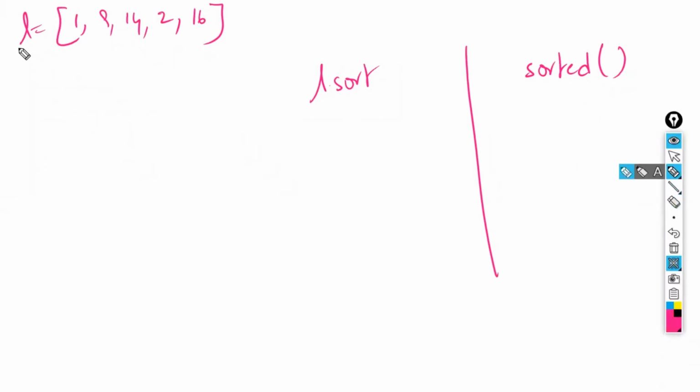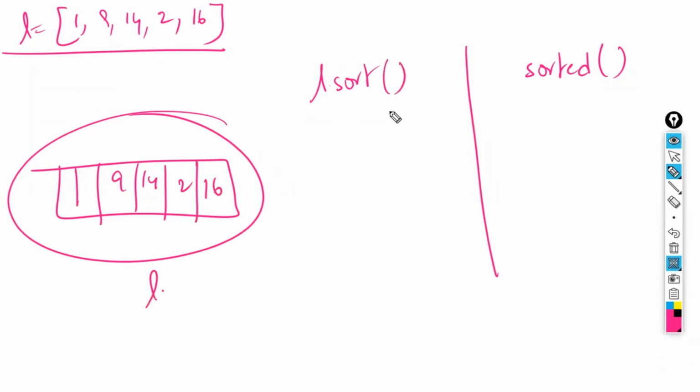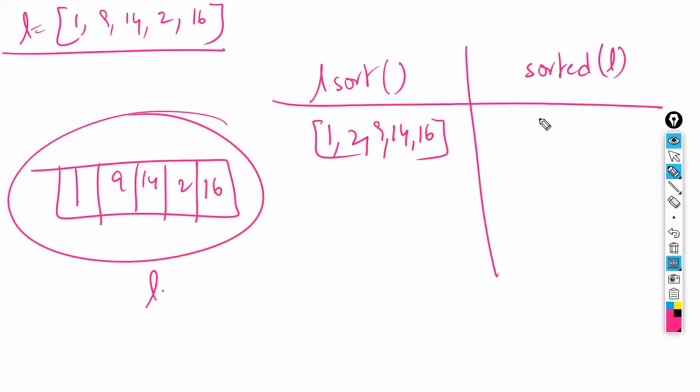Here we are having two options. L is the original list, inside which I'm having 1, 9, 14, 2 and 16. I'm having list.sort as one option and sorted of L as the other option. Again, an interview question: what is the difference between these two? Because the output of this one is 1, 2, 9, 14, 16, and the output of this one is also 1, 2, 9, 14, 16. Both answers are the same. If both are the same, then what is the difference?